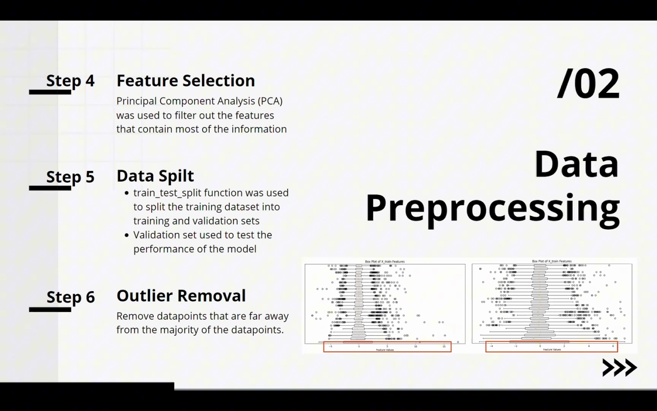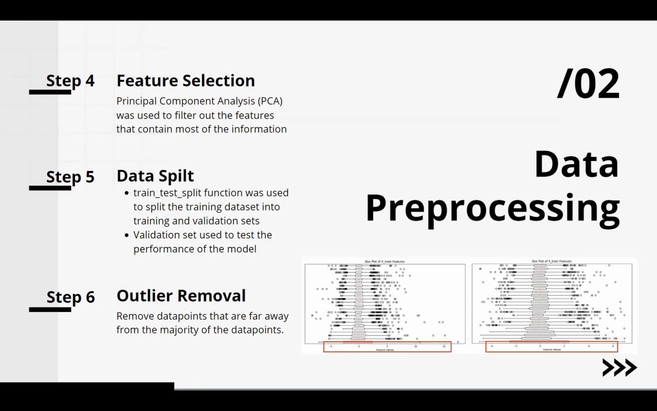Next, we split the dataset using the train test split function into training and validation datasets. The validation set was used to test the performance of the model before feeding it into the testing dataset. Last but not least, we remove outliers that are far away from the majority of the data points. On the right, we can see the before and after of the removal of outliers. From the figure, we can see that we managed to condense most of the information into relevant points.